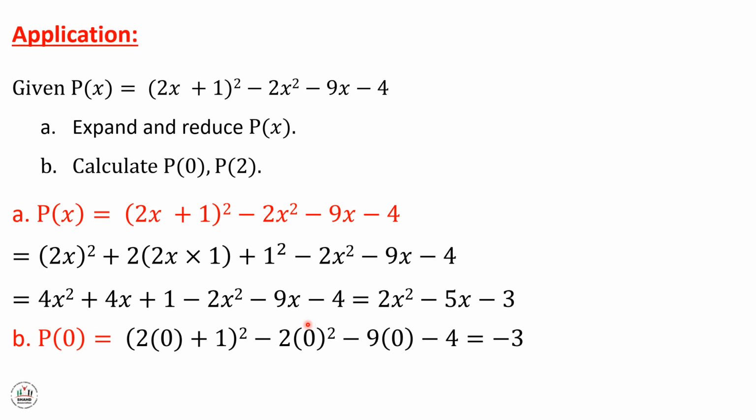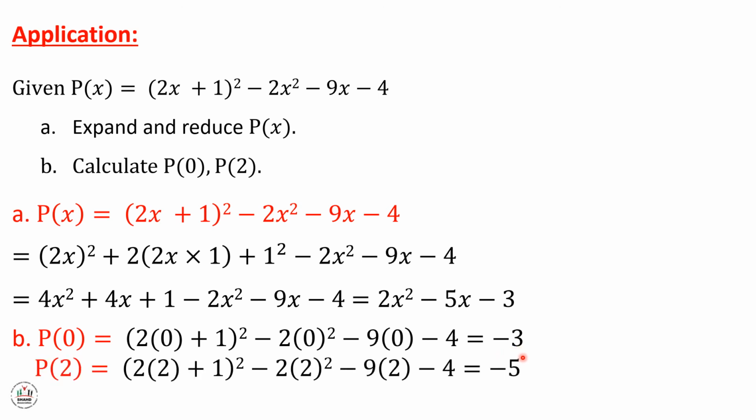Part B, we want to calculate p of 0, so we should substitute x by 0. So whenever we see x, we put 0. So (2 times 0 plus 1) squared minus (2 times 0 squared minus 9 times 0 minus 4). So the only remaining terms are 1 and minus 4. So 1 squared still 1. So plus 1 minus 4 equal minus 3.